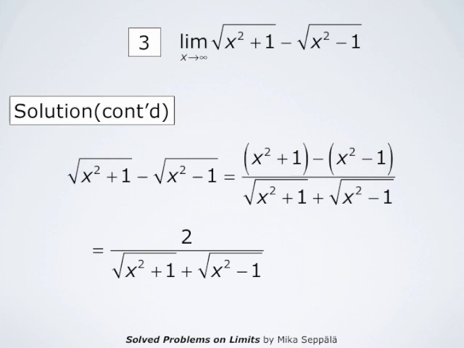Here we may now substitute x equals infinity. Then the denominator becomes infinity, and we have 2 divided by infinity, and by the evaluation rules, 2 divided by infinity approaches 0, or is 0. Therefore we conclude the limit as x approaches infinity is 0.